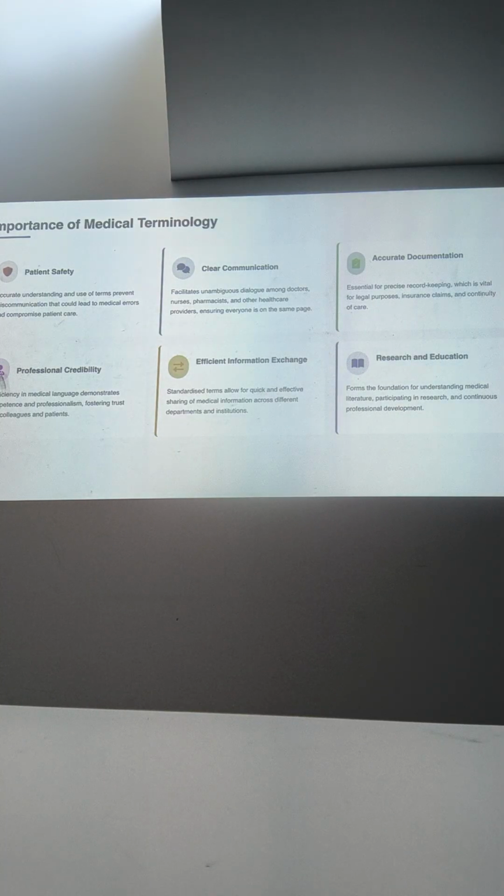It's essential for precise record keeping, which is vital for legal purposes, insurance, medical records, and continuity of care. Proficiency in medical language demonstrates competence and professionalism, fostering trust with colleagues and patients.